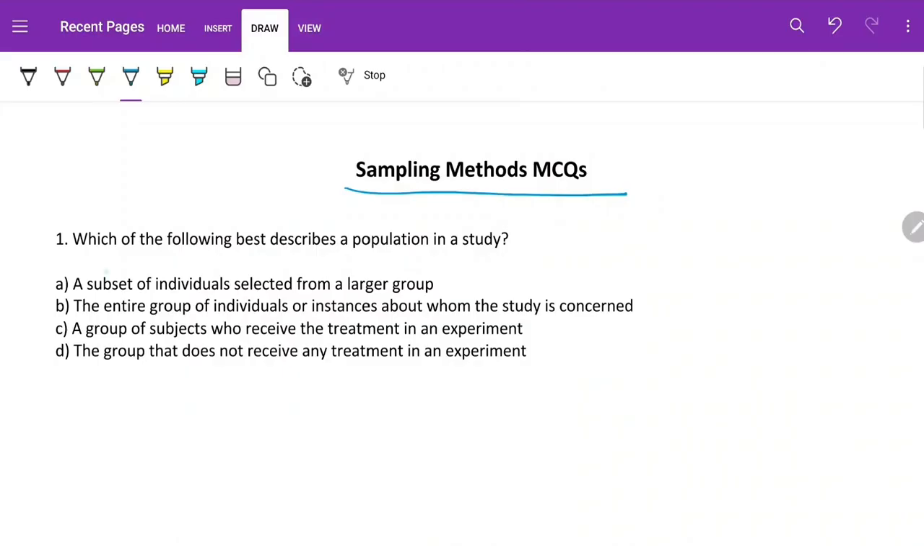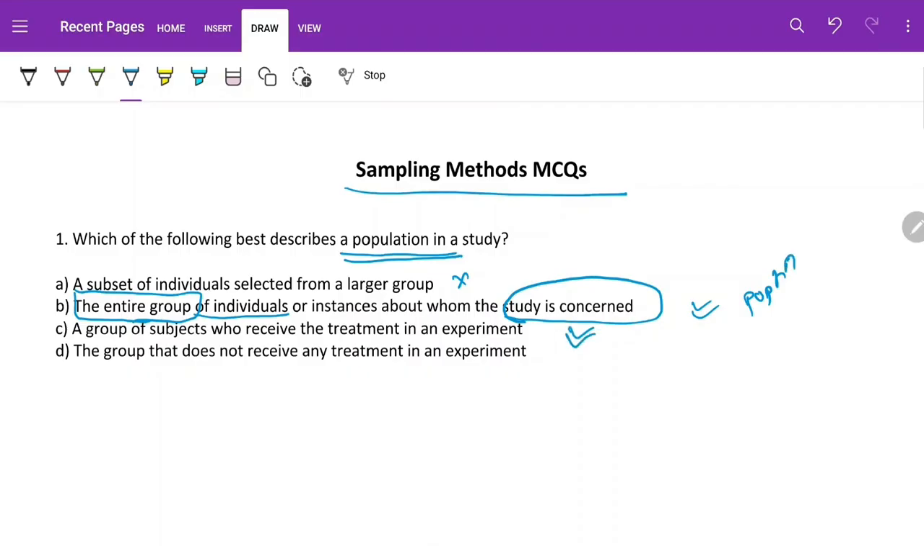Which of the following best describes a population in a study? A subset of individuals selected from a larger group? No. The entire group of individuals or instances about whom the study is concerned. These two words, study is concerned, will tell us about the population. Study is concerned is different from study is actually done upon the elements, and those are sample elements.